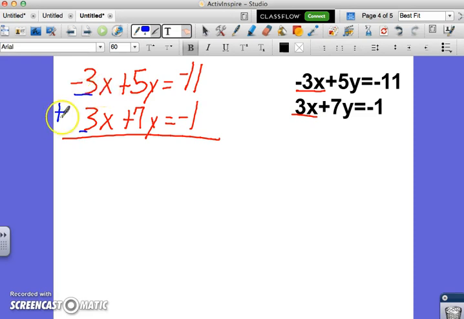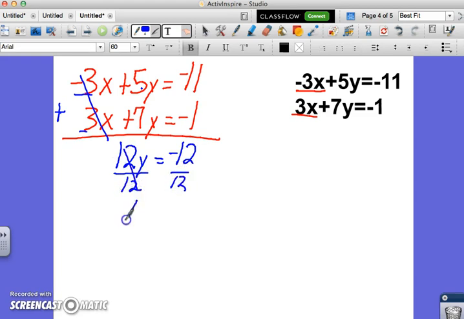So negative 3x plus a 3x, those two eliminate each other. 5y plus 7y is 12y equals a negative 11 plus a negative 1 is a negative 12. All right. Well, that's pretty easy. Divide both sides by 12, and we get y equals negative 1. So y is negative 1.